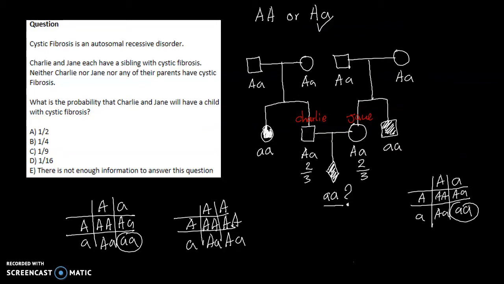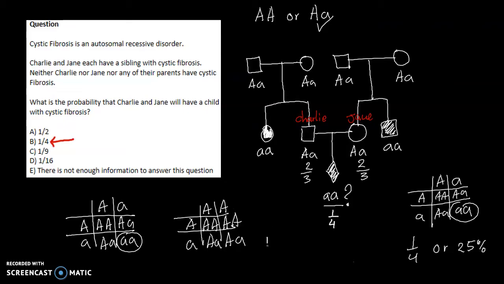Now, do you think that's it? Is 1 over 4 probability or 25% chance the correct answer? Because one of the choices in the multiple choice answer is 1 over 4 here. The answer is no. That's not the final answer. Remember, when we assign the genotypes of Charlie and Jane, their genotypes are only probabilities. So we need to take those probabilities into account in our calculations.